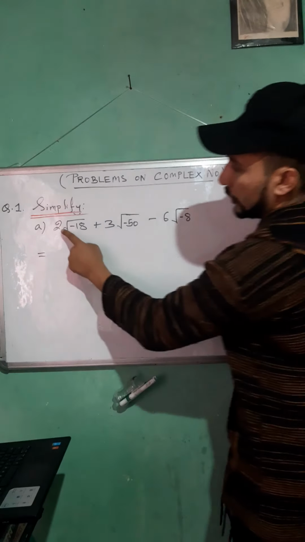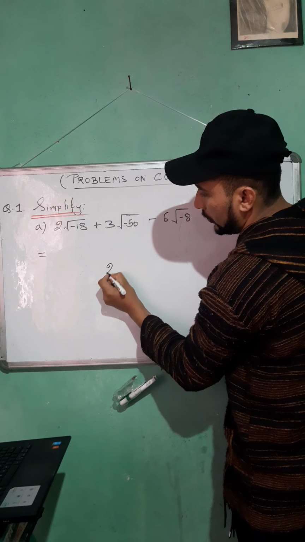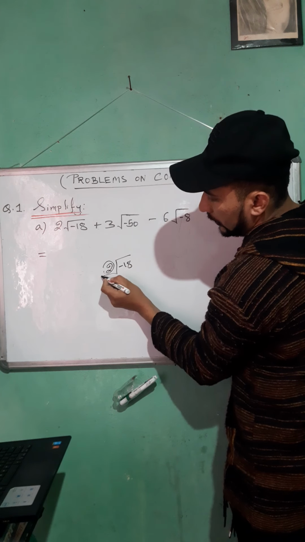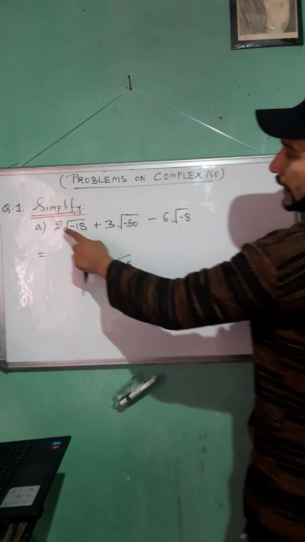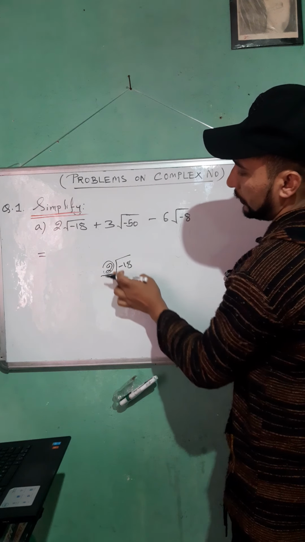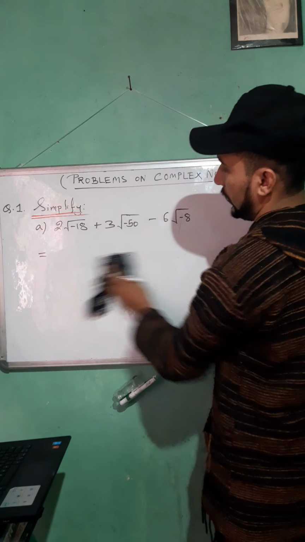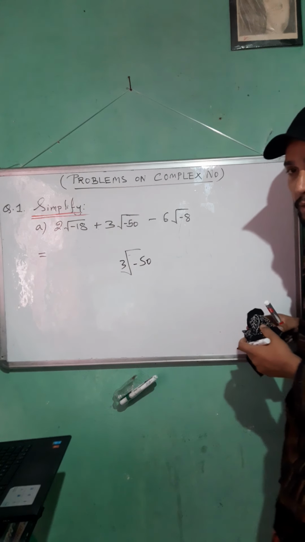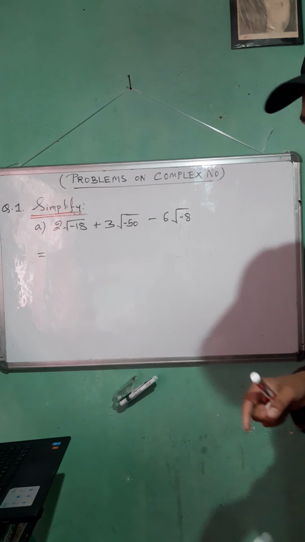And remember this 2 is separate from the root. Okay, don't write it like this. Don't put this 2 in this curve, it will have a different meaning. You have to write this 2 separately, this 3 also separately, 6 also separately. If you write it here, then it becomes square root of minus 18. And if you write this 3 here, then it becomes cube root of minus 50. So you have to write 3 separately. Be careful with those things.